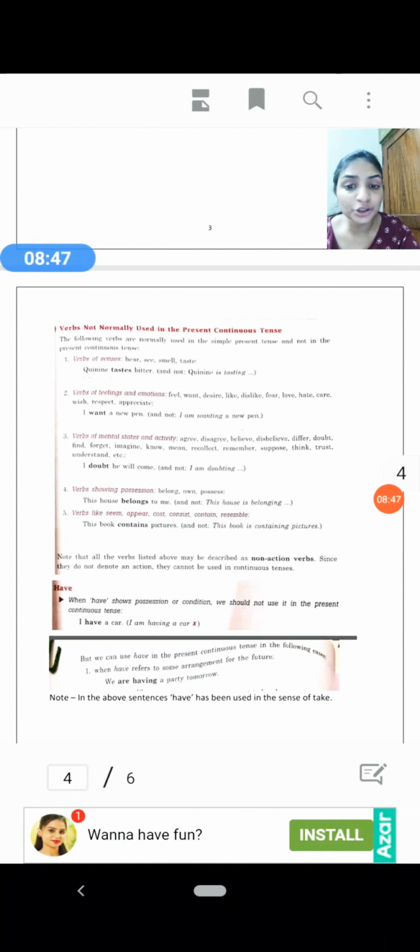Verbs showing possession: belong, own, possess. This house belongs to me. This house is belonging to me. You don't say that.